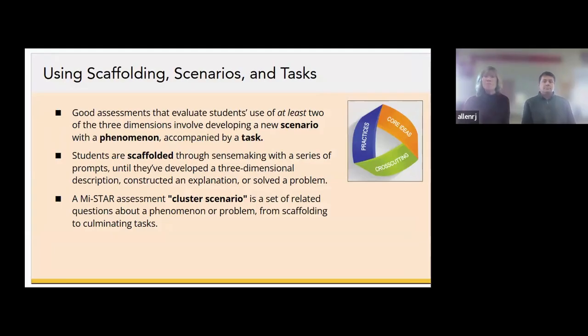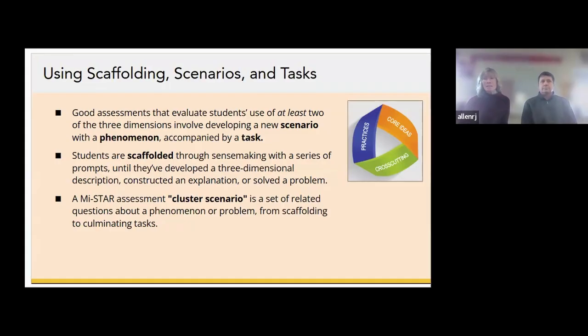We try to do all three. And we want students to look at a new scenario with a phenomenon accompanied by a task. So it should be similar to what students have done in their instruction, but we want it to be different enough that it's authentic. It's not just memorize, regurgitate. They have to apply their learning to a new phenomenon or a new problem, and we want to give them a task. We try to scaffold them through that sense-making process with a series of prompts.